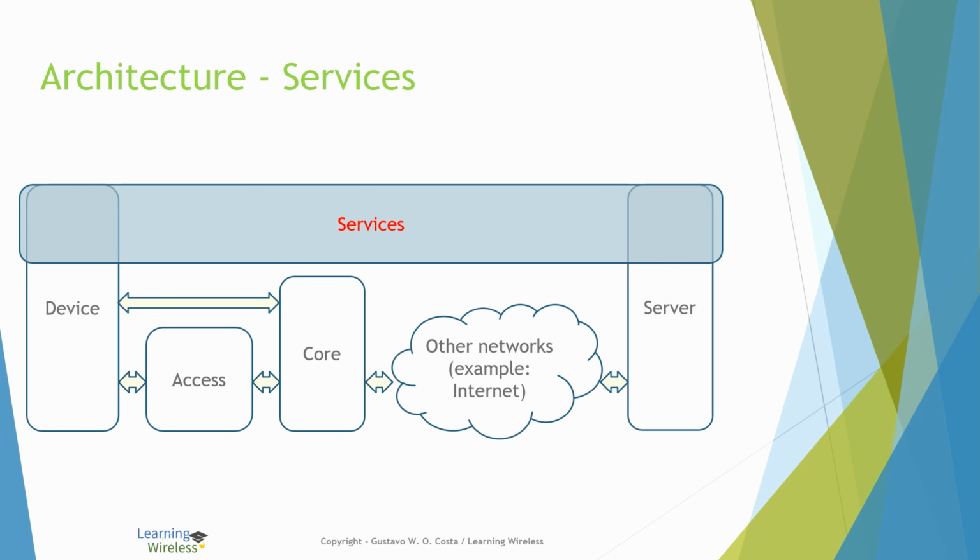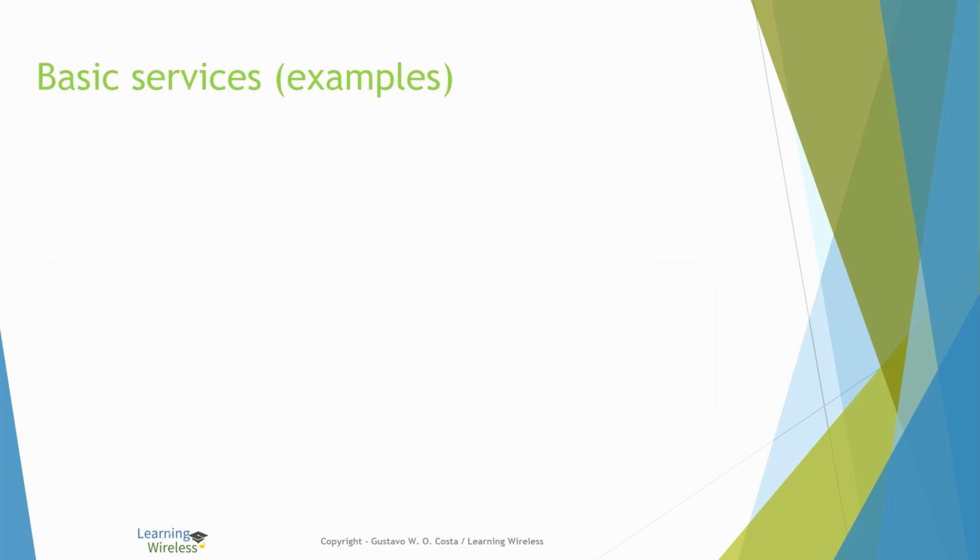In order to understand a mobile network, let's first talk about services. Let's talk about the basic services that can be delivered on mobile systems. The first and also the oldest is mobile telephony.